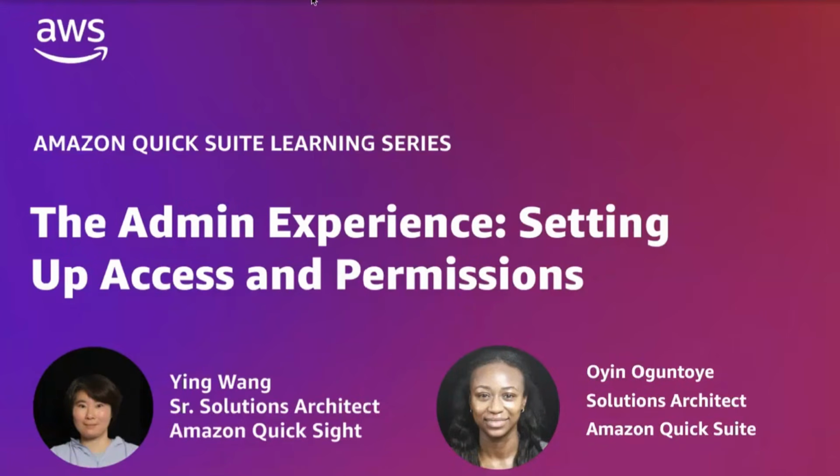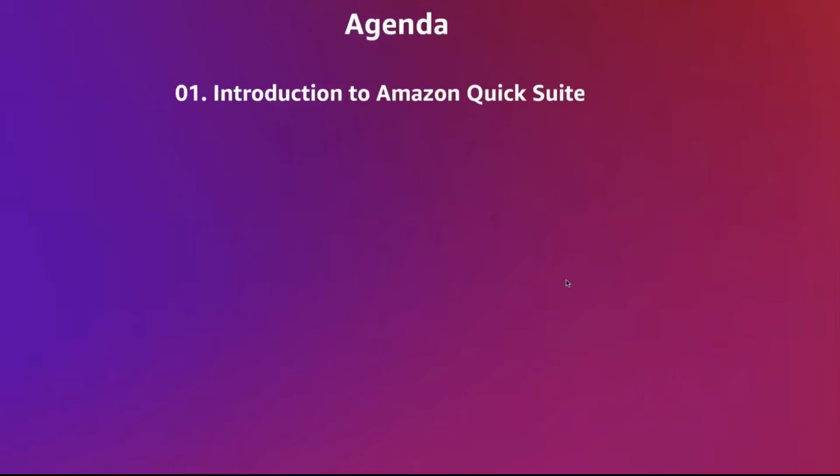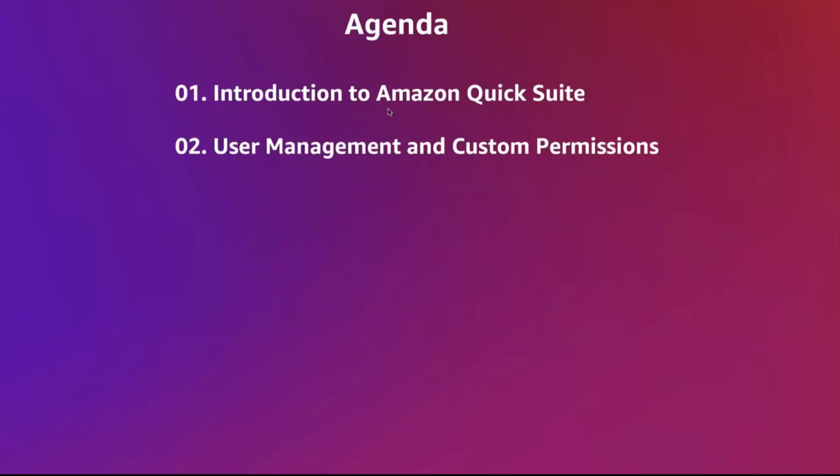Thank you, Madison. Yep, so here's today's agenda. We will quickly introduce Amazon Quick Suite, which is an evolution of QuickSight from a full Gen AI combined data analytics solution or platform. And then we will talk about the user management and custom permission.